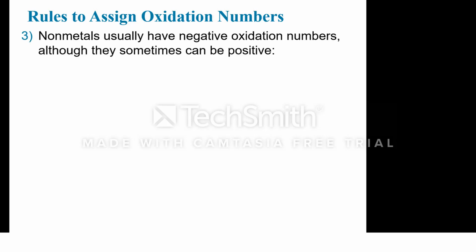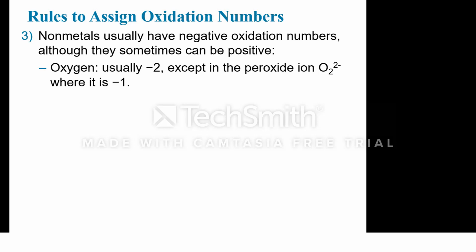Rule number 3. I suppose rule number 3 is more of a guideline than a rule. It states that nonmetals usually have negative oxidation numbers, although sometimes they can be positive. Oxygen usually has a -2 oxidation number, except when it's in the peroxide ion, O2 2-. In H2O2, hydrogen peroxide, oxygen has a -1 oxidation number.